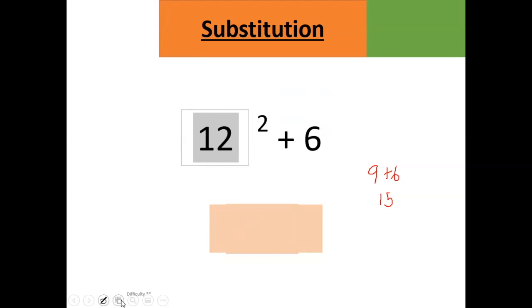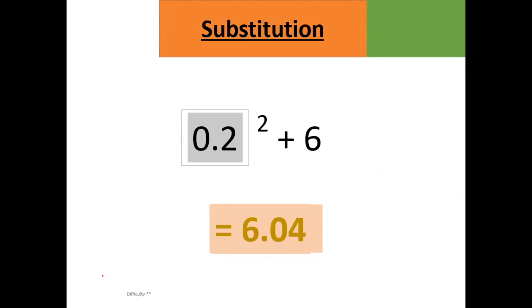Yeah. I just want to skip to, okay, let's do this decimal one. So 0.2 squared plus 6. Okay, so we get 6.04. Is that what we got? Yeah. Okay. And then let's do -4 squared.